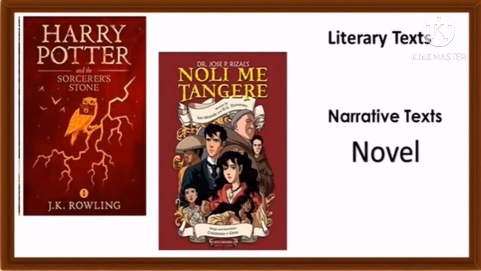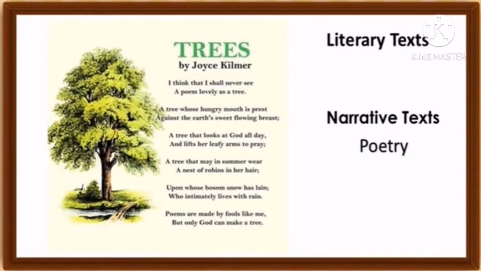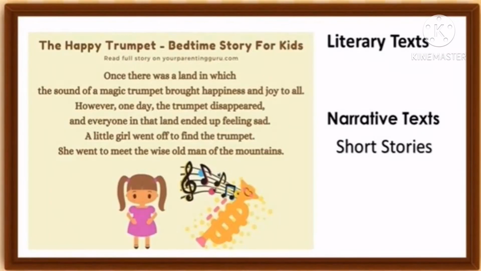An example of literary text is a novel, such as Harry Potter and Noli Me Tangere, or a fable, such as The Clever Monkey and the Foolish Crocodile and the Ace of Fables, The Lion and the Mouse. Another example of literary text is poetry. This one is a poetry about the trees. And the last one is short stories. Just like in the example, this story is all about The Happy Trumpet, a bedtime story for kids.